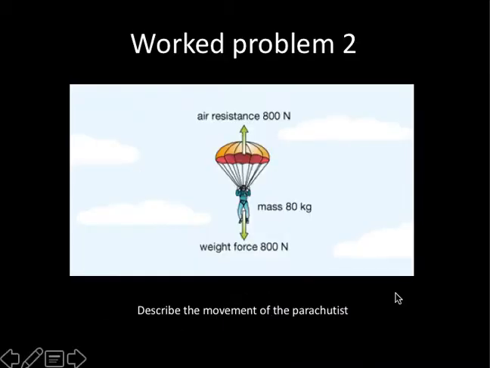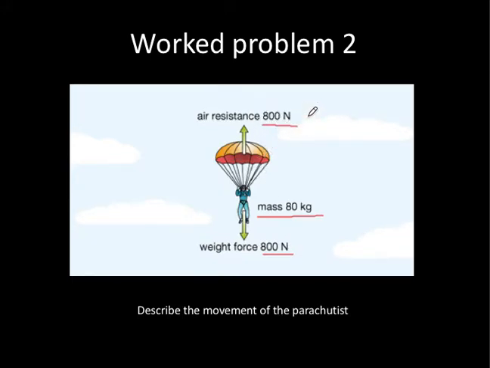Let's have a look at another question. In this case, the question is asking you to describe the movement of the parachutist. Well, the parachutist has a mass of 80 kilograms, a weight force of 800 newtons, so that's how hard he's being pushed down towards Earth, and air resistance of 800 newtons.